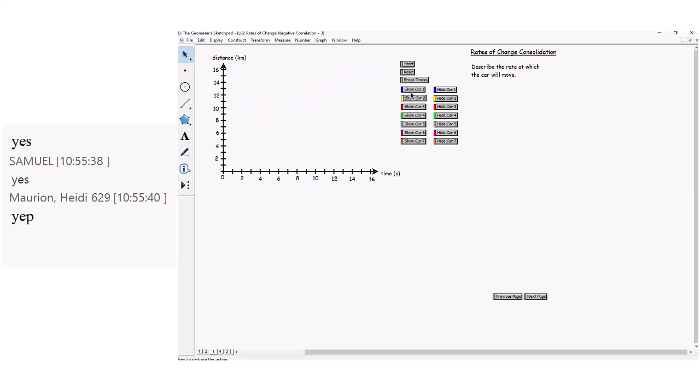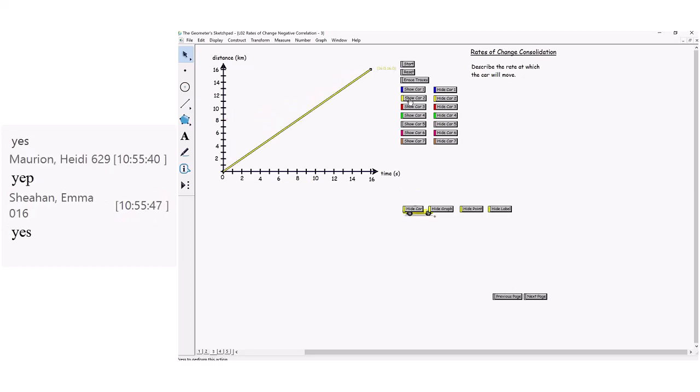Let's try another car now. We're going to hide that. We're going to show car 2. All right, there's car 2. So direction of travel and how will it move? And hopefully we're getting the idea that if it's curved, those are either accelerations or decelerations depending upon whether the curve gets steeper or less steep. Is this a curve or is this a line?